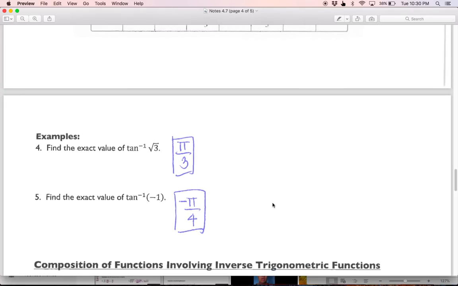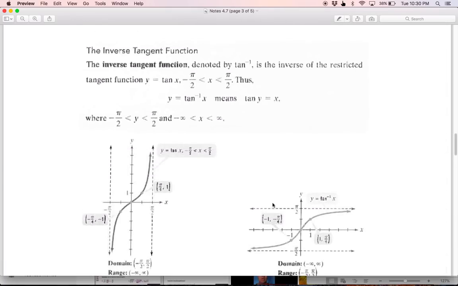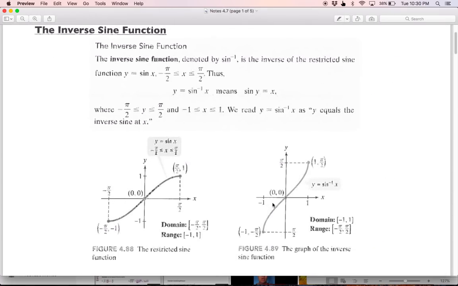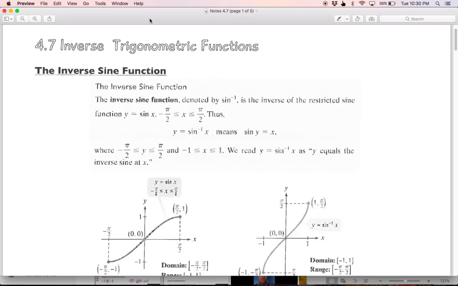Okay? So that is the only thing that you need to do today. You're just practicing reading your unit circle backwards. Okay? We'll look at compositions tomorrow, and we'll start with questions when I come back.